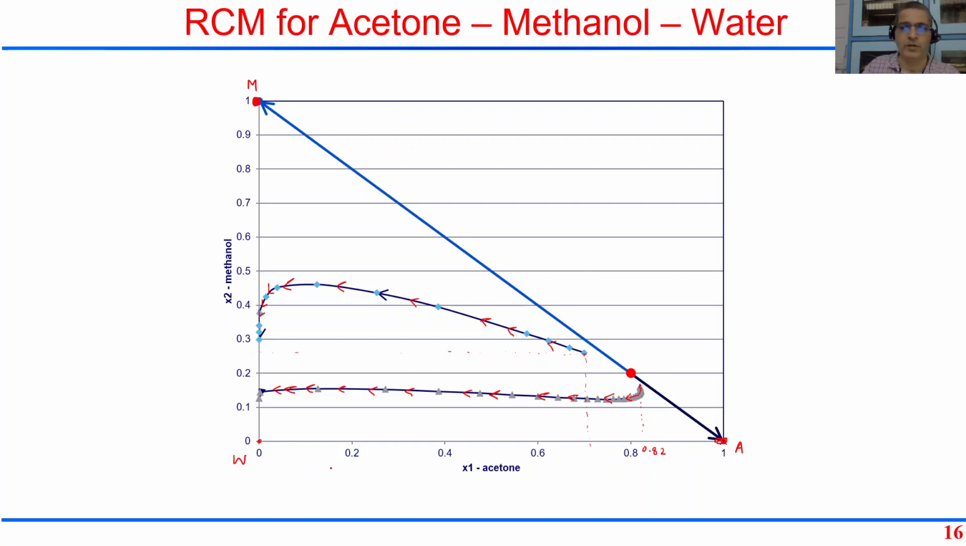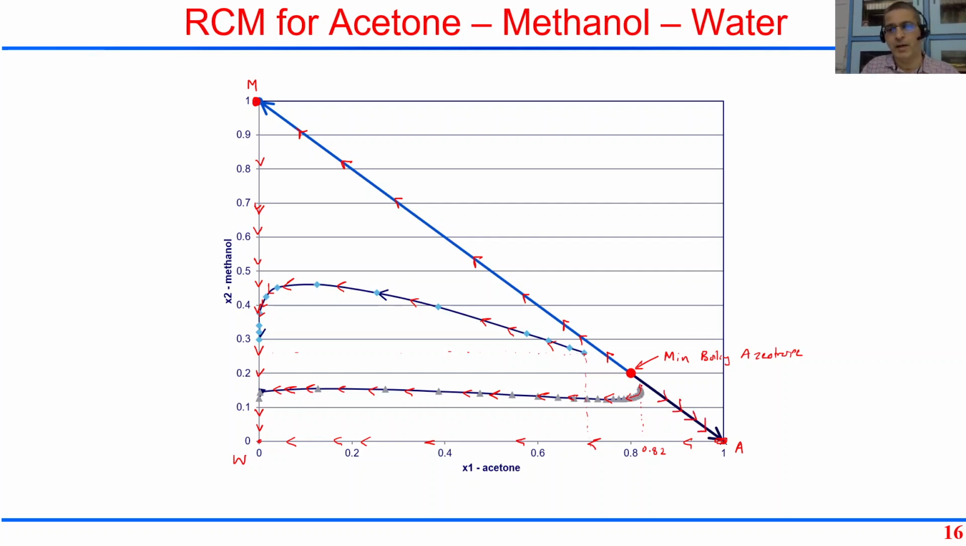Binary, of course, acetone water, there is no azeotrope, so the residue compositions are just like this. Binary of methanol and water, there is no azeotrope, so the residue compositions are just going to go from methanol to water. Methanol acetone, there is a minimum boiling azeotrope, so this is the minimum boiling azeotrope. Because the minimum boiling azeotrope means more volatile, the residue curve is going to go towards the methanol vertex, and the residue curve is going to go towards the acetone vertex on the other side of the azeotrope.